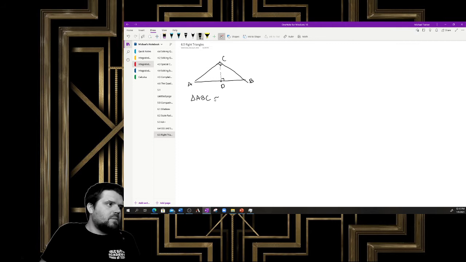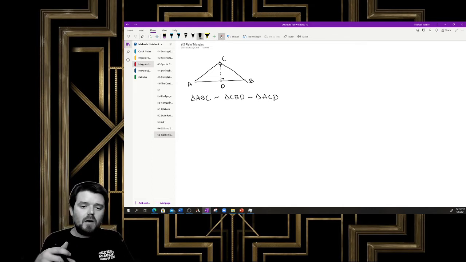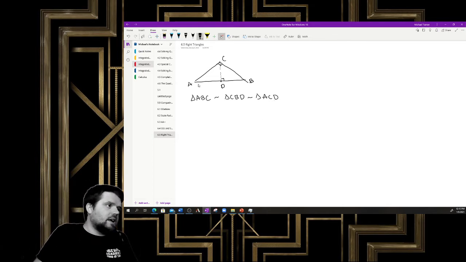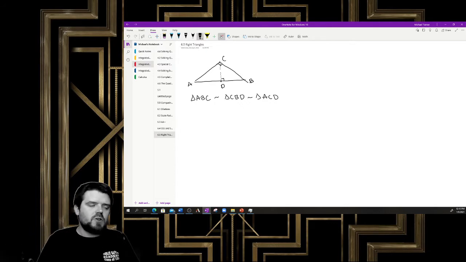So triangle ABC is going to be similar to triangle CBD, and it's going to be similar to triangle ACD. So remember, when you're writing your similarity statements, you've got to trace it along the same shape. So when I say ABC, I'm tracing the hypotenuse of the triangle first as I go around. So ABC, the hypotenuse, and then to the right angle. Similarly with CBD, I'm tracing the hypotenuse to the right angle, and triangle ACD, the hypotenuse to the right angle. So all three of those triangles are similar to each other.